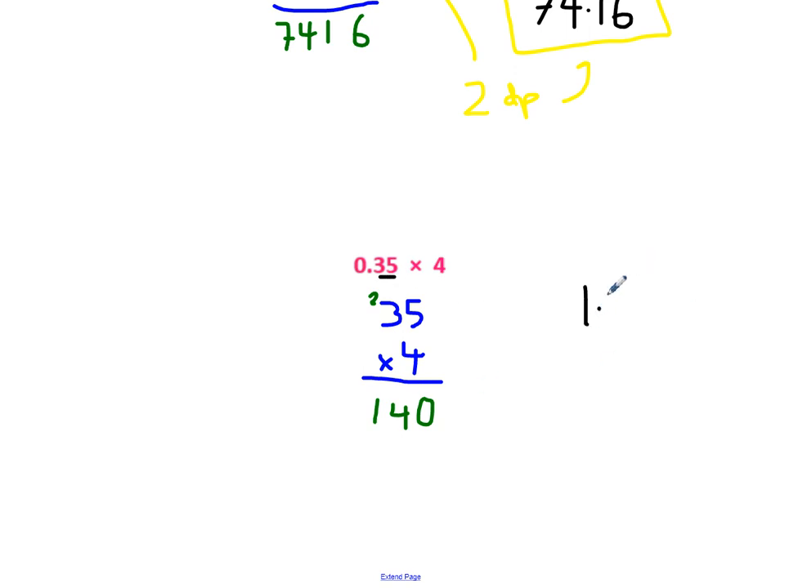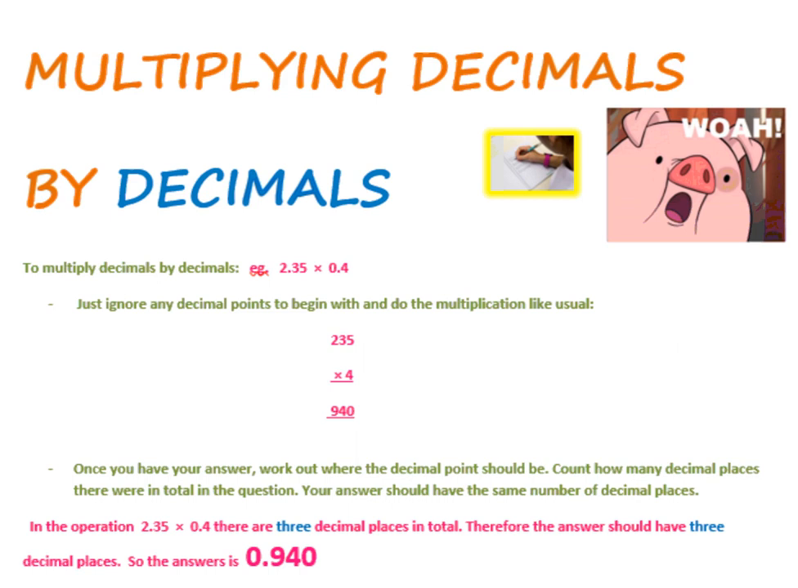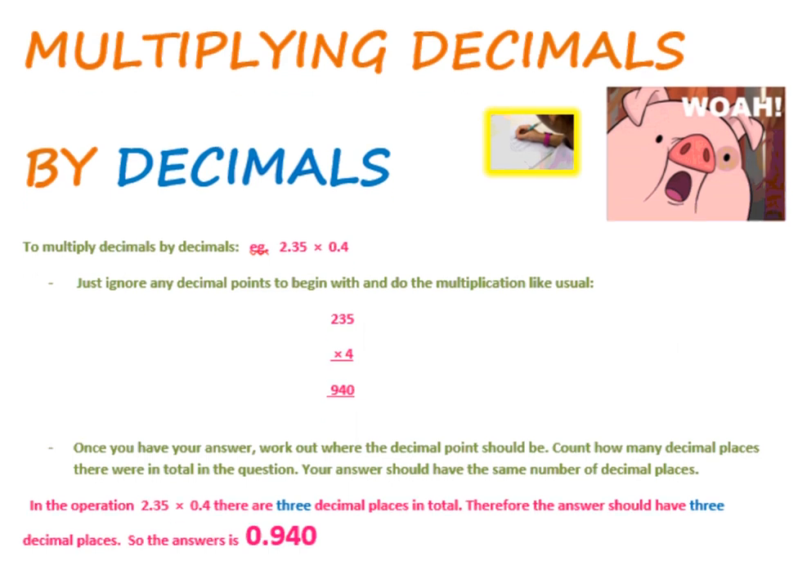So 1.40 is our answer, because again, 2 dp in the question, so we need 2 dp in the answer. Hopefully you got that right. So for the next one, multiplying decimals by decimals, it's exactly the same strategy, to be honest, nothing different. I just wanted to show you some examples of ones like that.